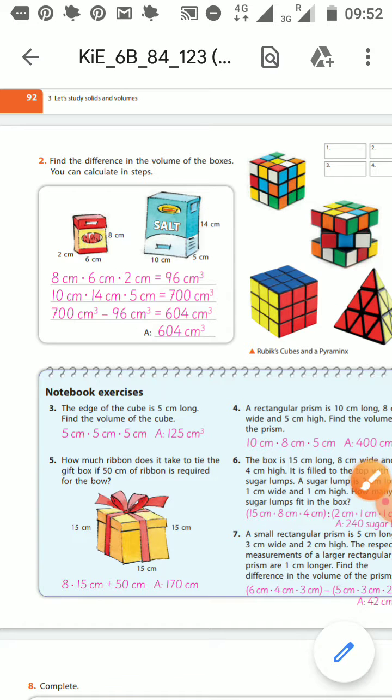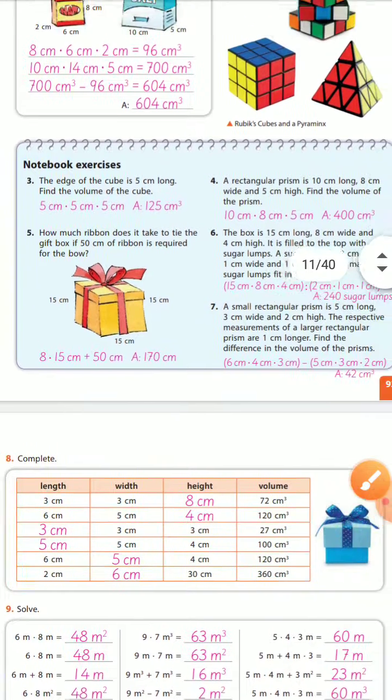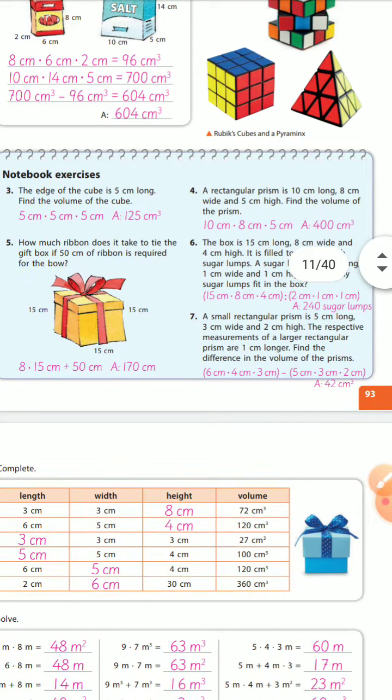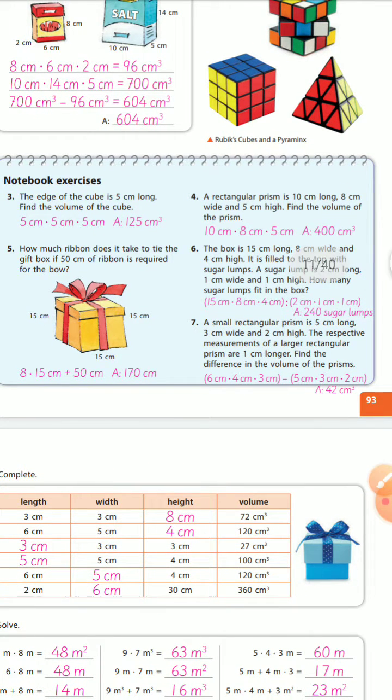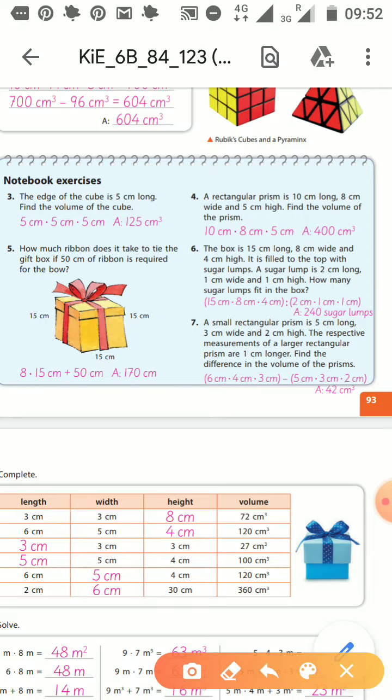Okay. These notebook exercises are quite wordy questions, but I'll go through a couple of examples to explain. So here we've got a cube, and every edge is 5 centimeters long. So it's a perfect square. So it's 5 centimeters all the way around. So all you've got to do is 5 times 5, which is 25. And 5 times 25 is 125 centimeters cubed.